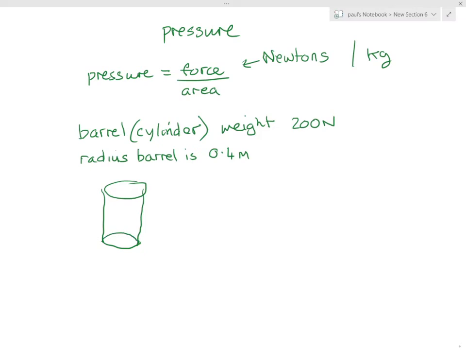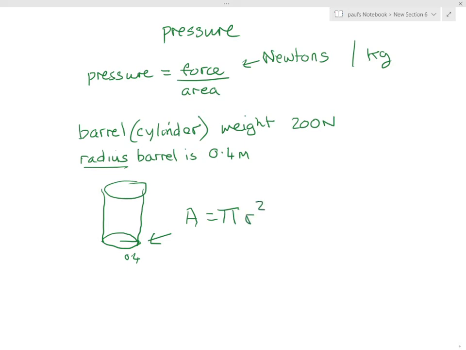There's our barrel, and the radius is that little bit, so that bit is 0.4. So what we have to do first is find out the area of the bottom of the barrel. Now the area is one of those we touched on earlier, it's pi r squared.